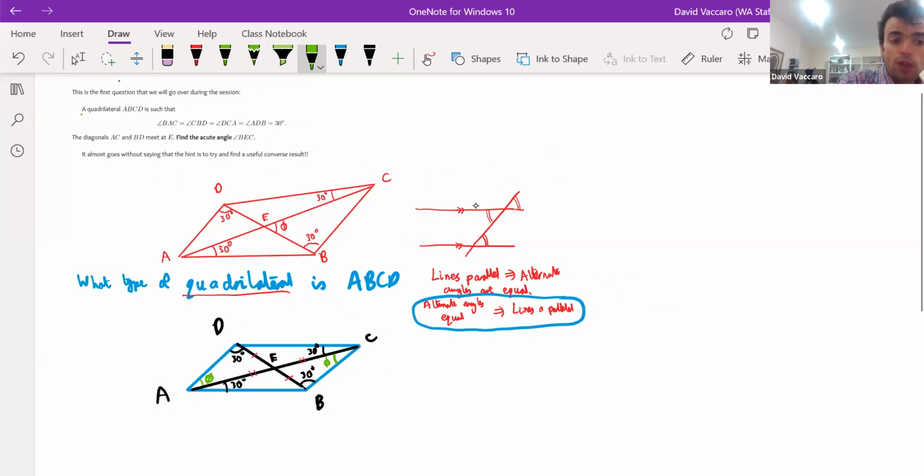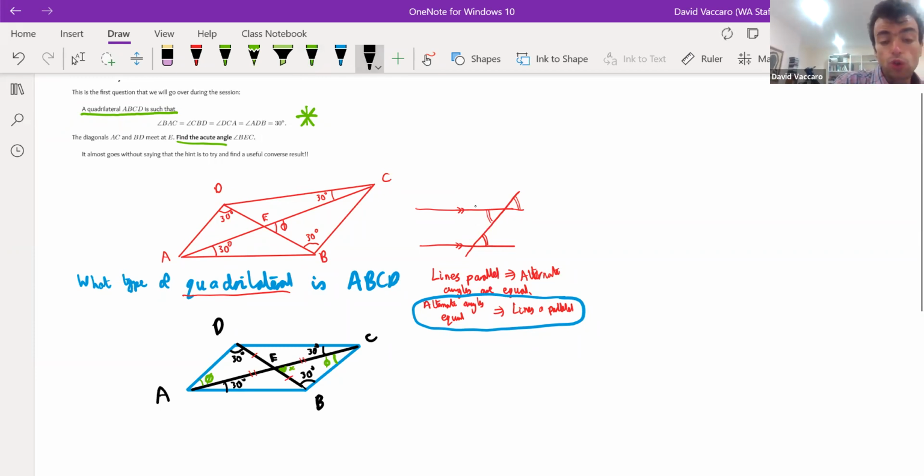So we were given that a quadrilateral ABCD is such that all of these angles are equal to 30 degrees. It then told me that the diagonals met at E, and I'm trying to find the acute angle here, BEC. So this is the angle that's wanted.